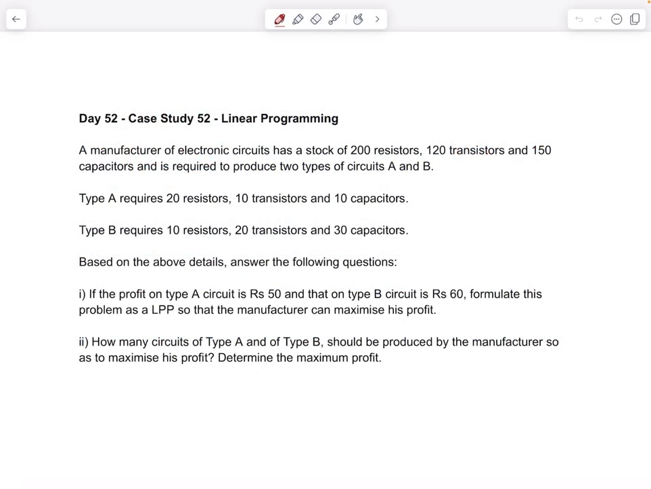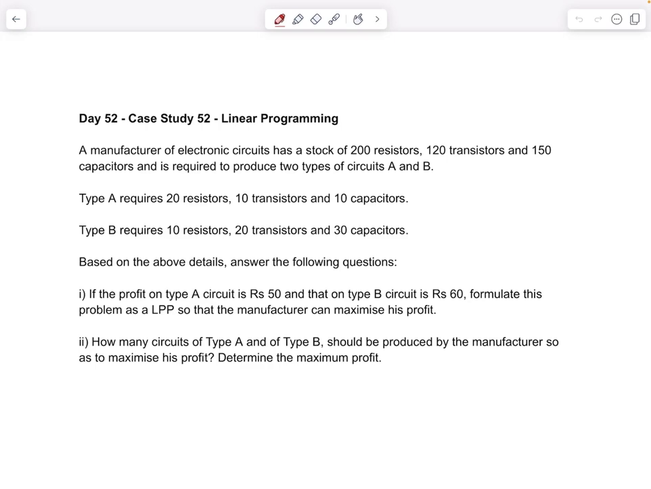The question goes like this. A manufacturer of electronic circuits has a stock of 200 resistors, 120 transistors and 150 capacitors and is required to produce two types of circuit A and B. Type A requires 20 resistors, 10 transistors and 10 capacitors. Type B requires 10 resistors, 20 transistors and 30 capacitors. Based on the above details, answer the following questions.